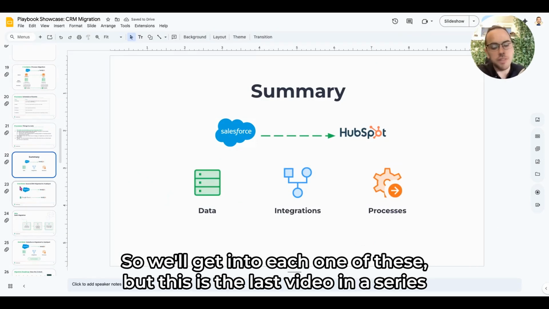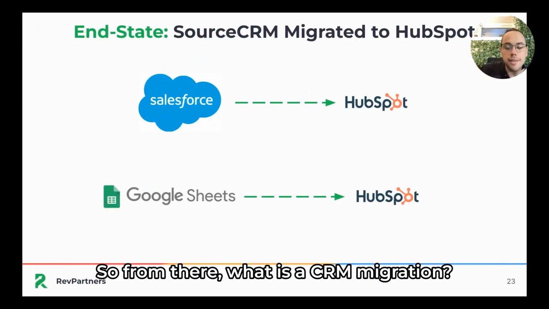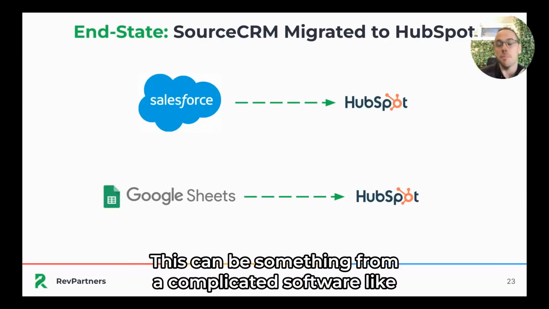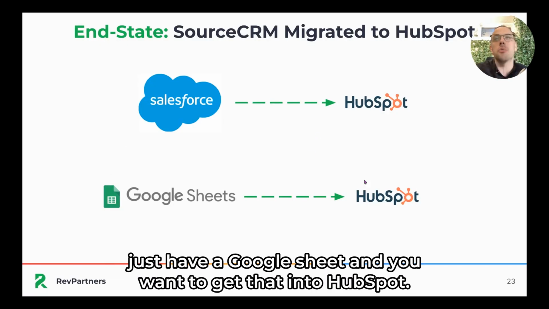So we'll get into each one of these, but this is the last video in a series where we talk about each one of these variables individually. So from there, what is a CRM migration? This can be something from a complicated software like Salesforce into a HubSpot, but this could be something as simple as you just have a Google Sheet and you want to get that into HubSpot.